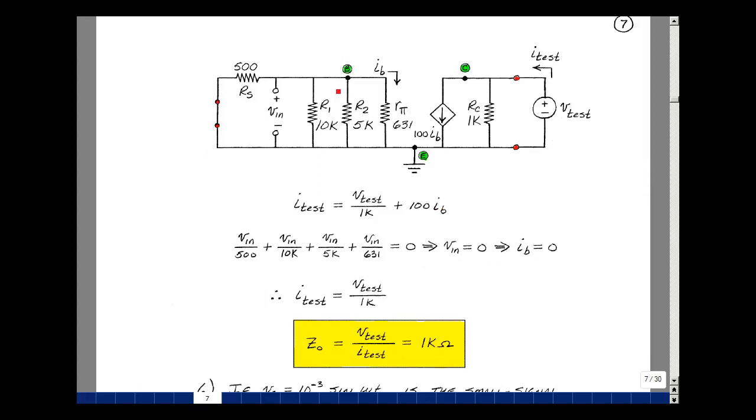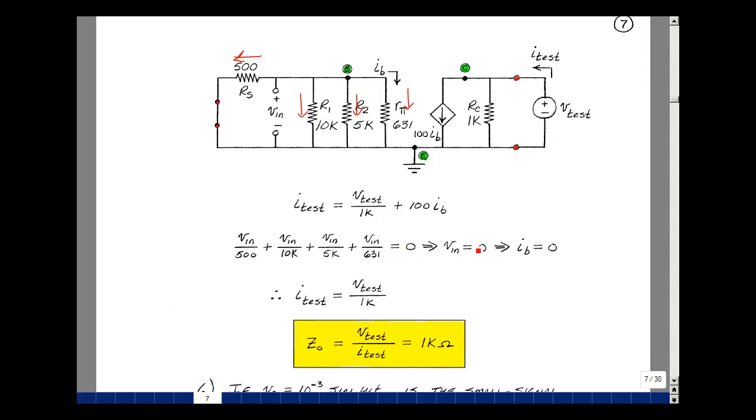Let's sum the currents leaving this node. That would be this current here, this current, and then this current. The voltage, say it's Vn across these elements, it's also across here. So the current leaving the node would be Vn divided by 500, Vn divided by 10K, Vn divided by 5K, and Vn divided by 631. There is no current entering the node, so this has to sum to 0.